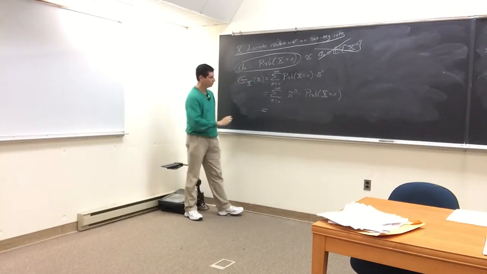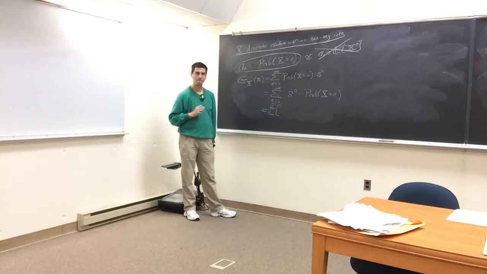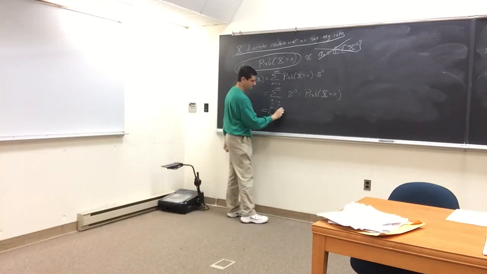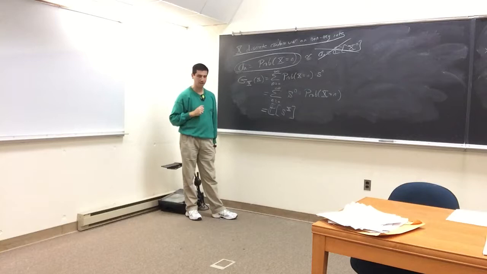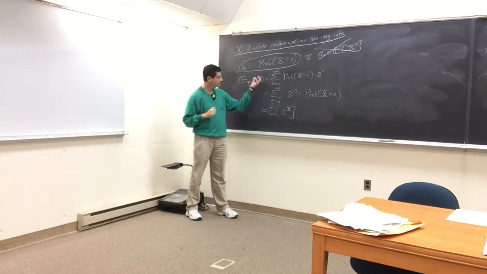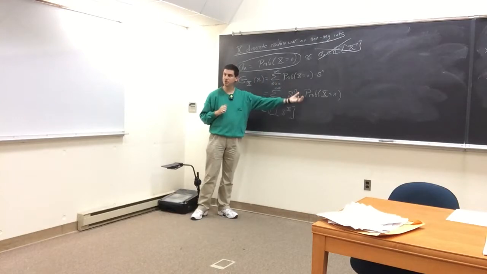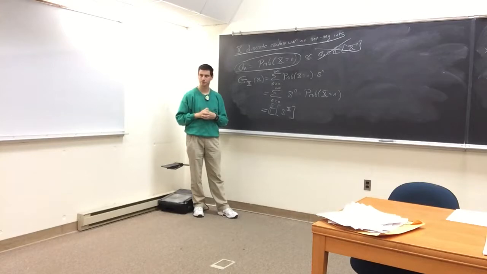So what expectation does it look like? It looks like the expected value of what? Yes, s to the x. Now this is not quite how we normally like to write things, but it's not horrible. There will be differences between discrete random variables and continuous random variables. But the nice thing is this generating function is built up on the local probabilities, and we can interpret it as a nice expected value.